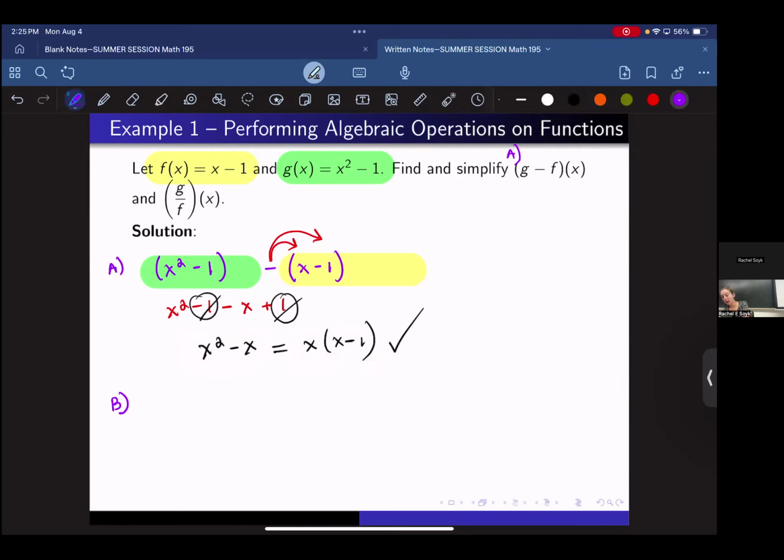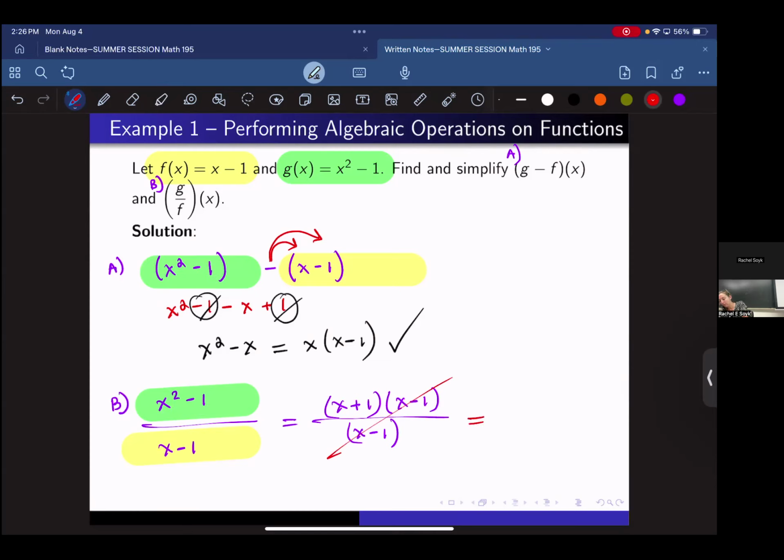Now, part B is asking you to divide the functions by each other. So now we're doing green divided by yellow. And then we're asked to simplify this. This is where factoring actually does help because that numerator is the difference of squares. So we can factor it into x plus 1, x minus 1, all divided by x minus 1. And then you'll notice the x minus 1s cancel out. And so your simplified result is just x plus 1. And you're done.